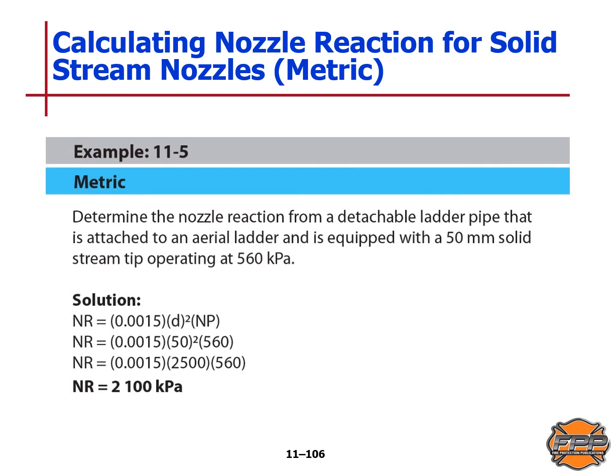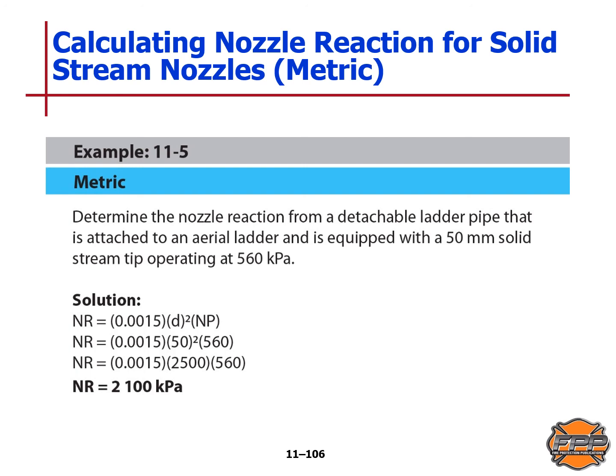Here's a second example in metric. Determine the nozzle reaction from a detachable ladder pipe that is attached to an aerial ladder and equipped with a 50 millimeter solid stream tip operating at 560 kilopascals. Again, under solution you get your formula, which is nozzle reaction equals 0.0015, your constant, times diameter squared times NP, which is nozzle pressure.